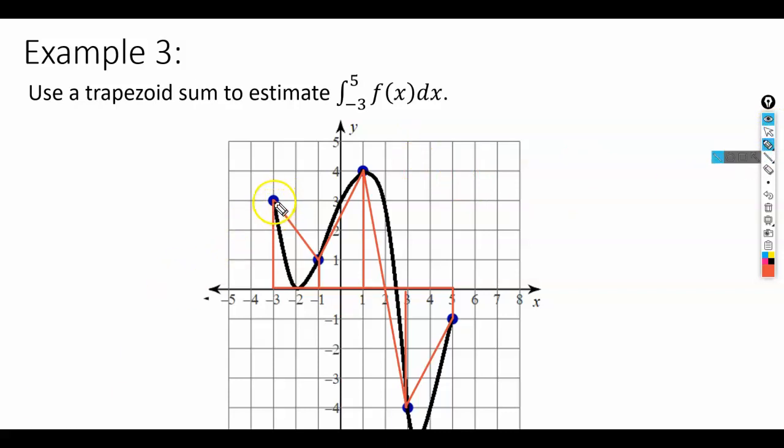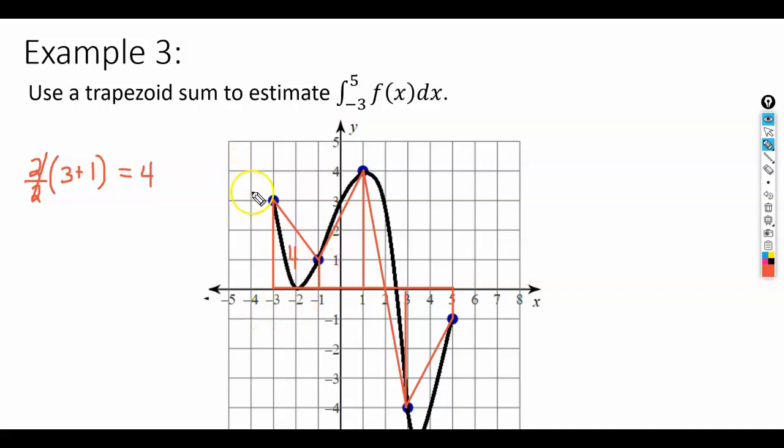Let's take a look at this first trapezoid. One base is 3 spaces long, and the other base is 1. And the height is from -3 to 1, that's 2. So the height is 2 spaces long, the height divided by 2, and then we do the sum of the bases. One base is 3 spaces high, and the other one is 1 space high. So that first trapezoid is 2 over 2 is 1, and 3 plus 1 is 4. So that first trapezoid has an area of 4.